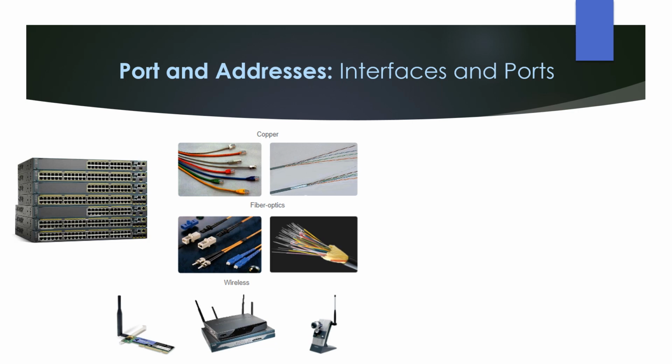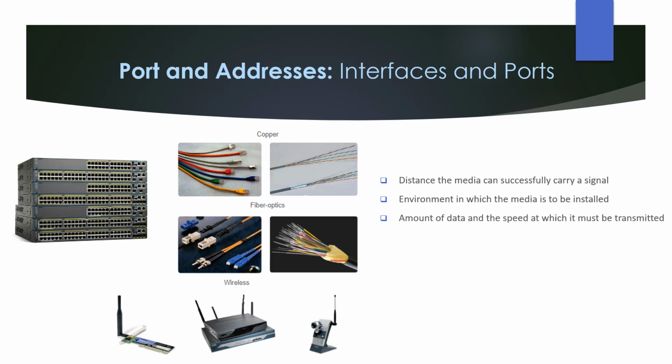Not all network media have the same characteristics, and we have learned about those characteristics. Not all media are appropriate for the same purpose. Some of the differences between various types of media include the distance that the media can successfully carry a signal, the environment in which the media is to be installed, the amount of data and the speed at which it must be transmitted, and even the cost of the media and installation.